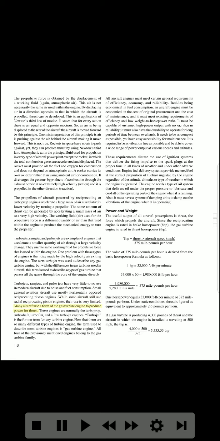Many aircraft use a form of the gas turbine engine to produce power for thrust. These engines are normally the turboprop, turboshaft, turbofan, and a few turbojet engines. Turbojet is the former term for any turbine engine. Now that there are so many different types of turbine engine, the term used to describe most turbine engines is gas turbine engine. All four of the previously mentioned engines belong to the gas turbine family.